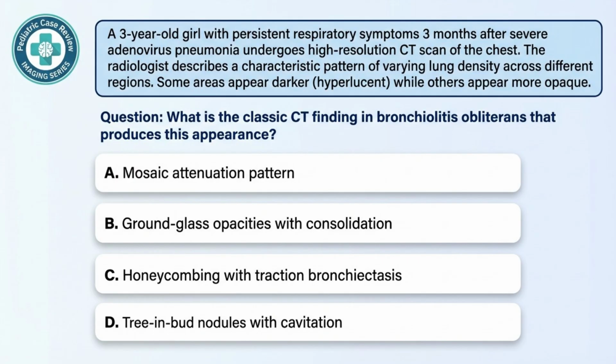Case number 8. A 3-year-old girl undergoes a high-resolution computed tomography scan of the chest. The radiologist notes a characteristic pattern of varying lung density, with some areas appearing hyperlucent and others more opaque. What is this classic finding called? Option 1. Mosaic attenuation pattern. Option 2. Ground glass opacities with consolidation. Option 3. Honeycombing with traction bronchiectasis. Option 4. Tree and bud nodules with cavitation.